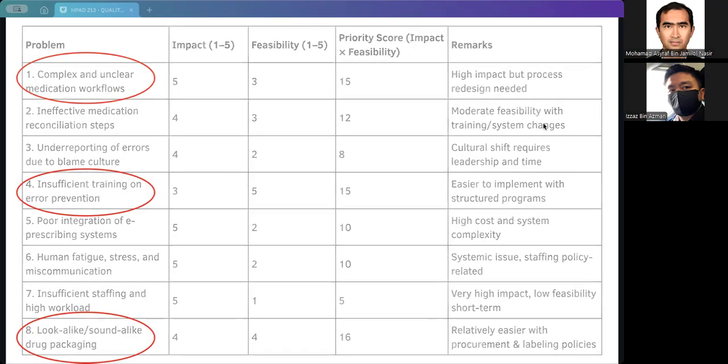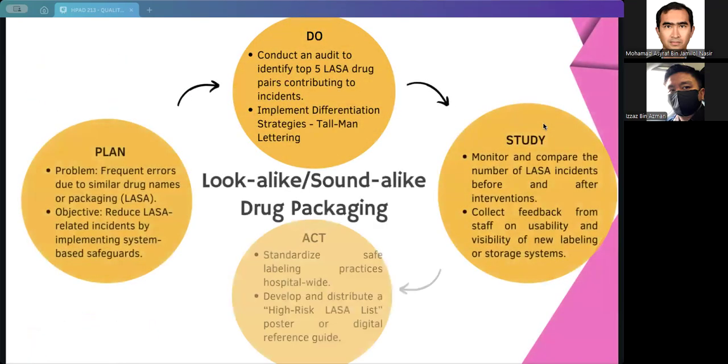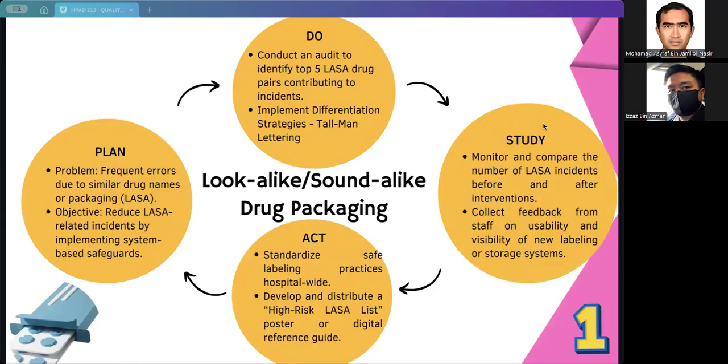Moving on to the first root cause, which is look-alike sound-alike drug packaging, we try to adopt the PDSA cycle. In this PDSA cycle, it is important to acknowledge that look-alike sound-alike drug packaging is a very severe problem in our hospital. It is a common error that often occurs due to similarities in drug names or packaging, and our goal is straightforward: we aim to reduce incidents linked to these errors by introducing system-based safeguards.